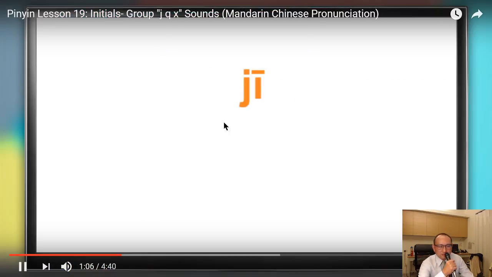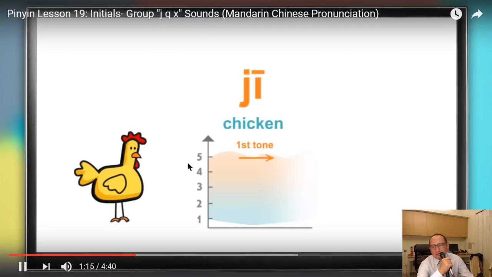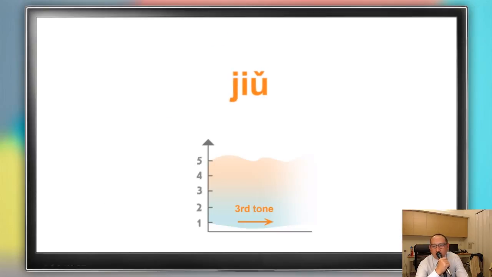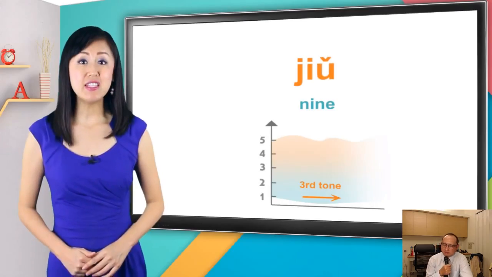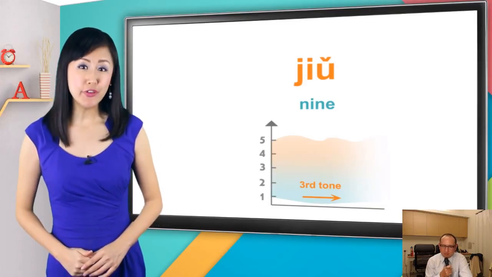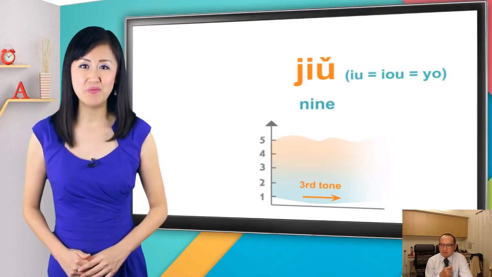Initial J, I with the first tone is Ji. 鸡, it means chicken. Jiu with the third tone is 九. 九, nine, number 9. That's the number 9. And this is the hand gesture that means 9. And don't forget IU equals IOU, and it sounds like yo. All right. 9.